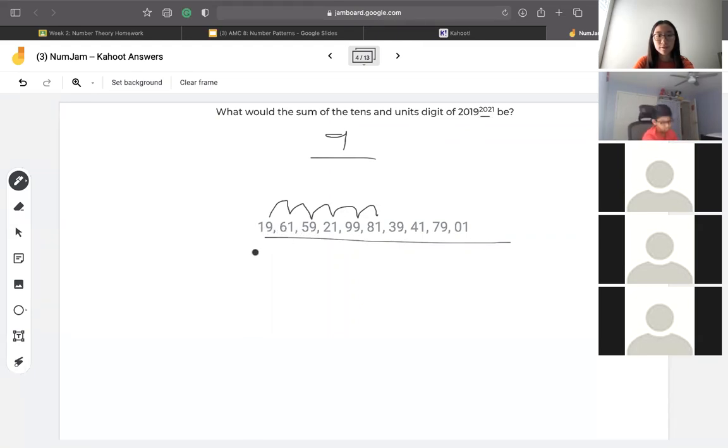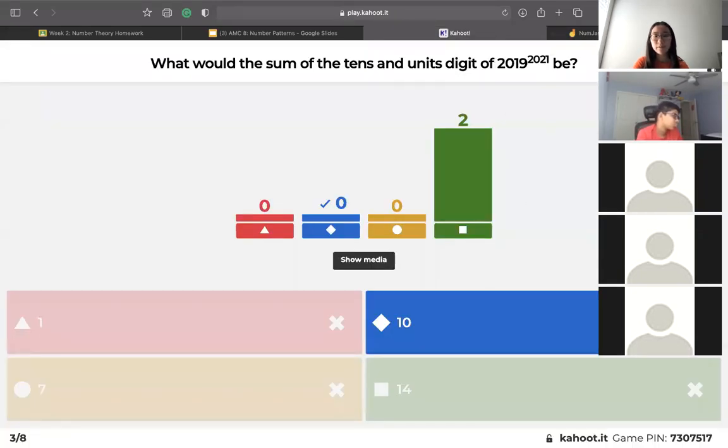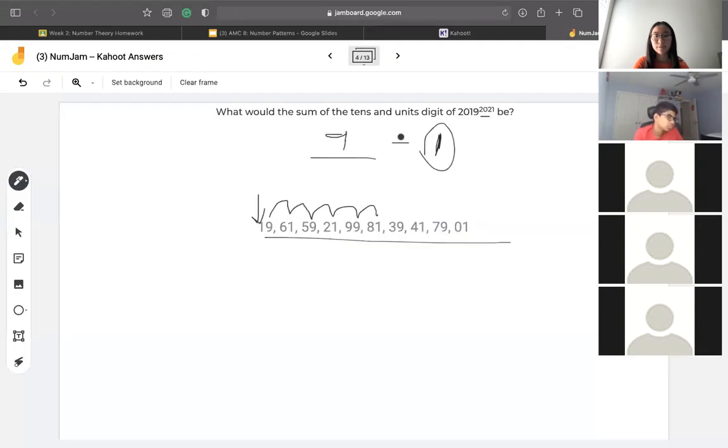Then we look at the sum of the pattern for the tens place. So that's going to be like these whole 10 numbers right here. And so 2021 divided by 10 is going to leave us a mod of 1. And then the first number in our pattern is 1. So the answer here is 10 because 9 plus 1 equals 10.